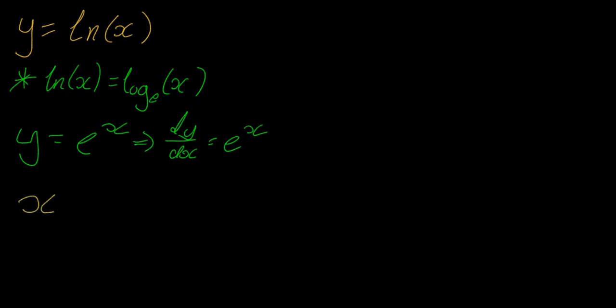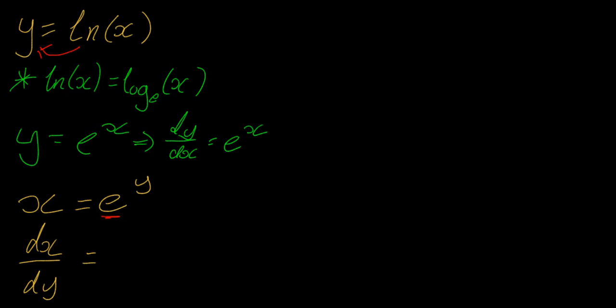Now if we do that, x is going to equal e to the power of y. So what we did was transfer this logarithm over to the other side as a base of e. And if you differentiate this with respect to y, we're going to find the derivative of x with respect to y. So this is just a reverse process.